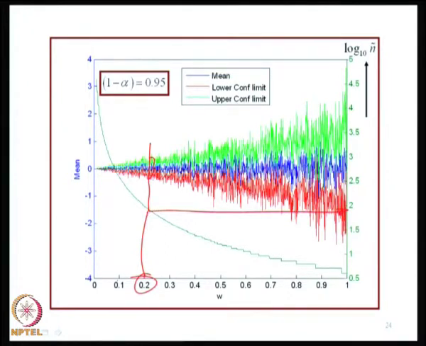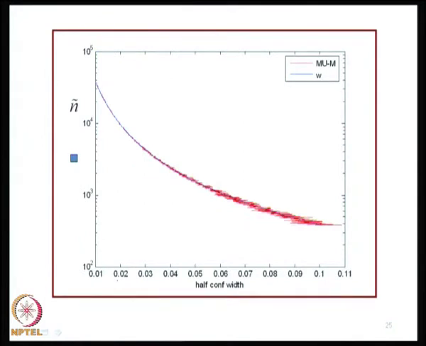If you want narrower confidence limits, better is the answer. Okay. So you need more samples if you want narrower confidence intervals. So this is a plot of simply the minimum samples needed against the half confidence width. So if you want narrower confidence width, you need a larger number of samples. For example, with 10 to the power of 4 samples, your width will be 0.02. But if you are willing to use only 100 samples, your width will be somewhere around 0.07. So this is a much better solution than this, but you have to pay in terms of a larger number of samples. Okay.